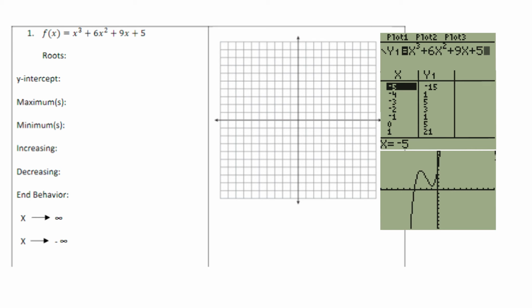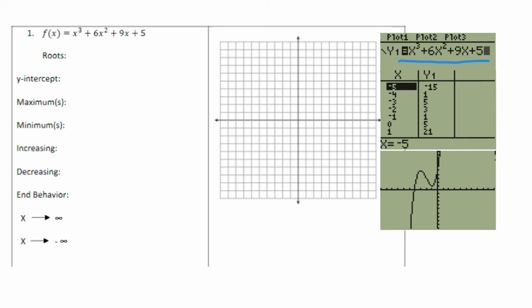You can see that I've done a couple of things. I've gone to my calculator and I've typed in the equation. I've pulled up a table, and then I've also got a graph going to the right to see if mine's going to look like this one. First thing I want to do is plot some of these points.